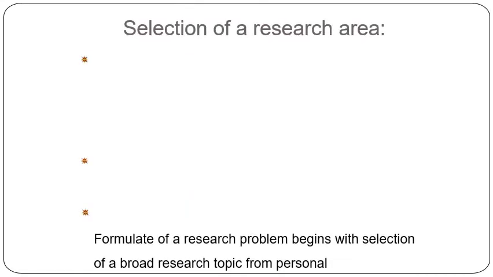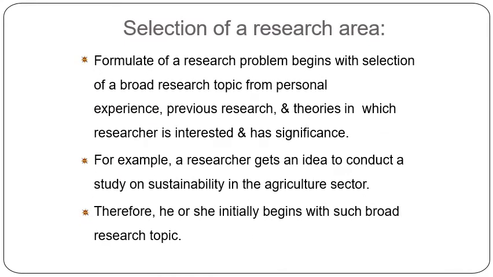So the first step, as mentioned earlier, is selection of a research area. So you need to identify what area of research that you're interested in, and what kind of experiment or interview that you would like to undergo. So how do you get ideas? You get inspiration from personal experience, previous research or literature review, and you'll also look at theories in which you are interested and has significance to your research.